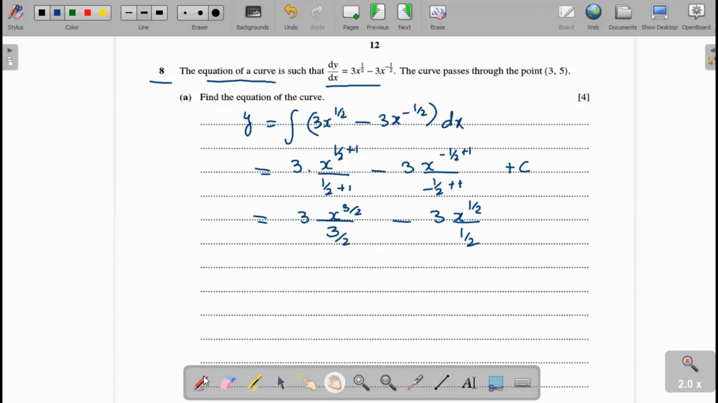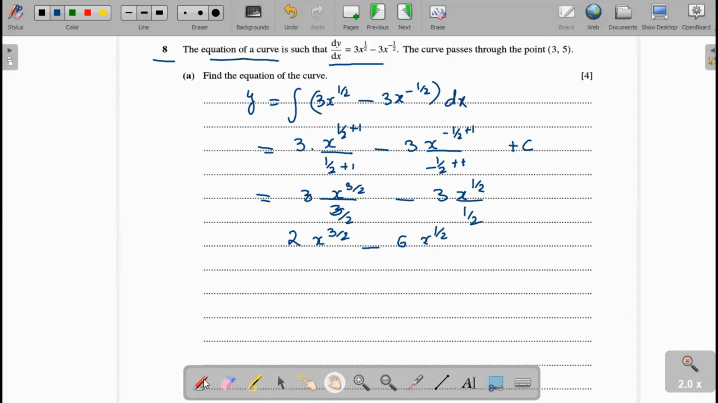Now we simplify, the 3 will be cancelled and that value will be equal to 2 into x power 3 over 2 minus 2 threes are 6, minus 6 into x power 1 over 2. Now we take x power 1 over 2 as a common factor. Now we can write it as y equal to 2x minus 6 times root x plus c. To find the value of c, we substitute the point (3, 5).